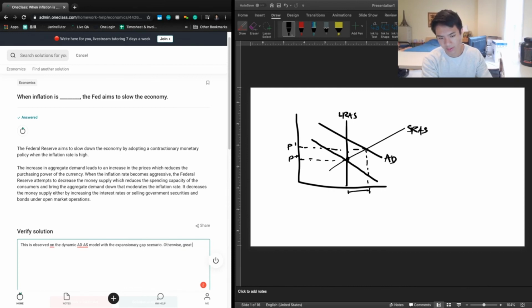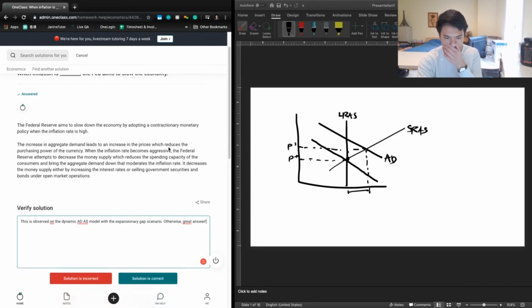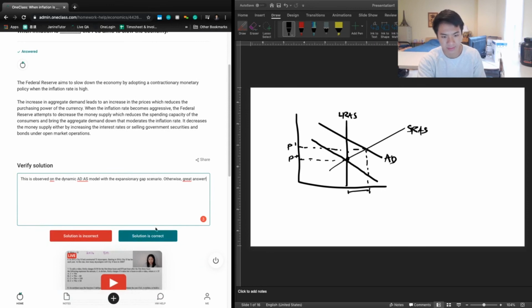Otherwise, great answer, right? So otherwise, we have no problem with that. I just felt like it was important to note that in terms of looking at this from a graphical standpoint, we want to look at this model over here. Okay, let's take a look at the next question.